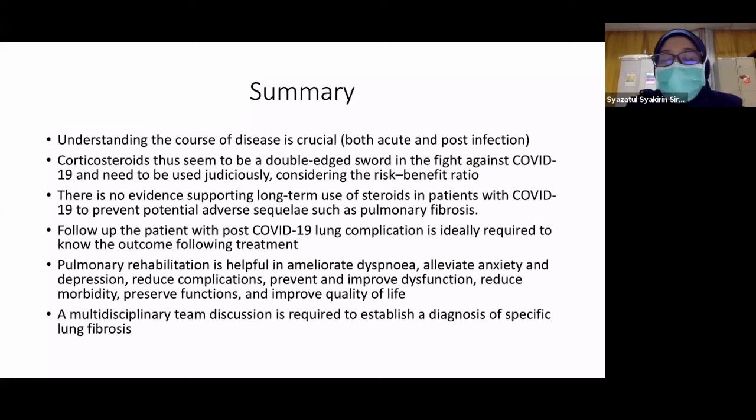A multidisciplinary discussion is required to establish a diagnosis of specific lung fibrosis, especially in the case of persistent fibrosis following a COVID-19 infection.